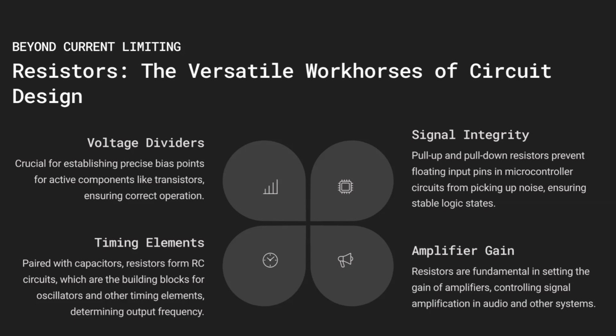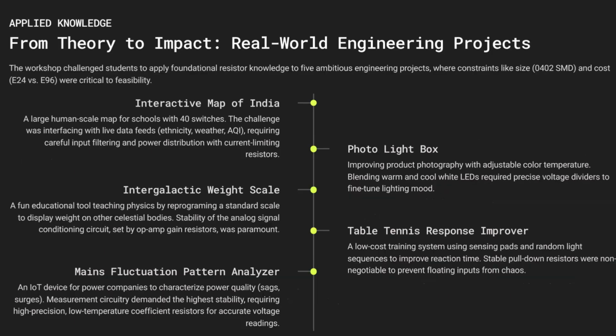Right. So we spent all this time mastering the rigorous technical foundation: the PPM, the E-series, why you need pull-ups. Now we make the grand transition, applying those microscopic details to solve big real-world problems. This is where the workshop challenged the students to move from theory to 5 ambitious engineering projects. And this is where all those constraints of size, like the 0402 SMD, and cost, choosing E24 over E96, really dictate whether a project is even feasible.